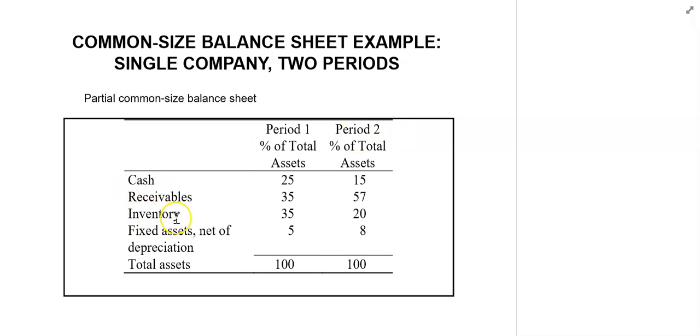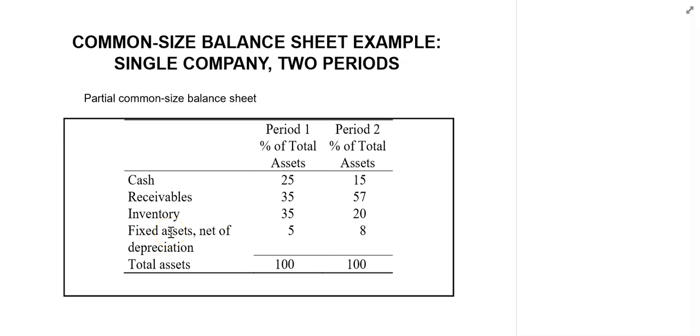Here we have a partial common size balance sheet for period 1 and period 2, and this represents cash, receivables, inventory and fixed assets net of depreciation. Each item here is represented as a percentage of total assets. So we see that in period 1 cash is 25% of assets, while in period 2 it is 15% of total assets. Similarly, receivables are 35% of total assets in period 1, but they are 57% in period 2. Inventory on the other hand is higher in period 1 as a percentage of total assets, but it has declined to 20% in period 2 of total assets.